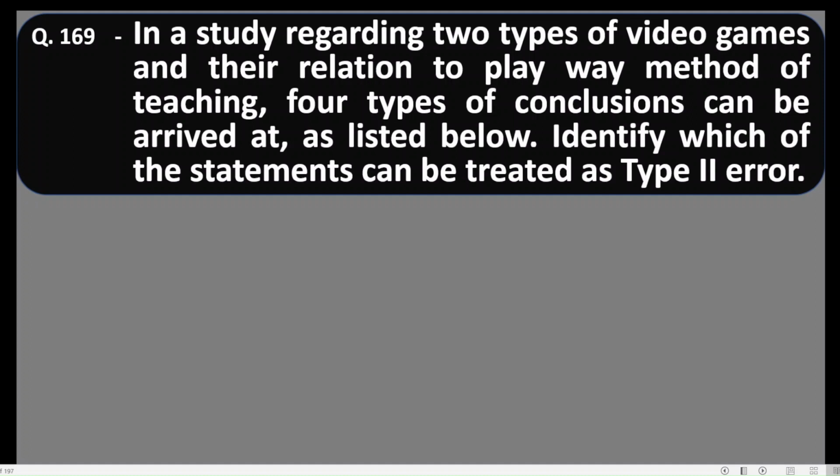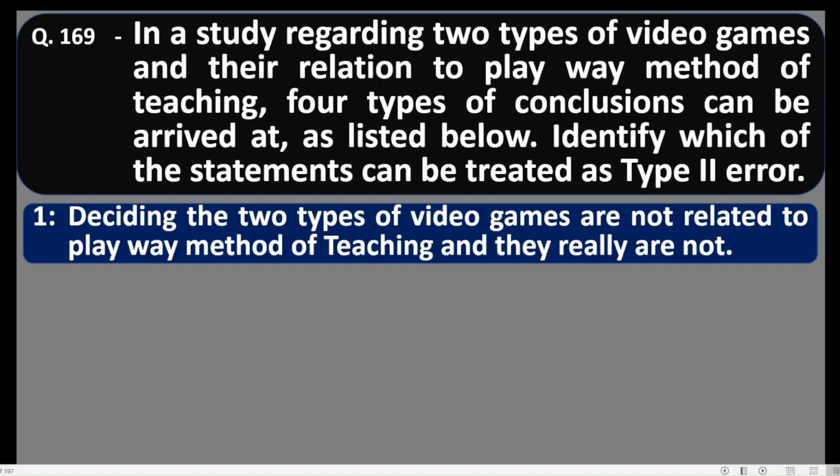Question number 169. In a study regarding two types of video games and their relation to play-way method of teaching, four types of conclusions can be arrived at, as listed below. Identify which of the statements can be treated as type 2 error. Number 1. Deciding the two types of video games are not related to play-way method of teaching, and they really are not. Here no mistake is made, so no error is there.